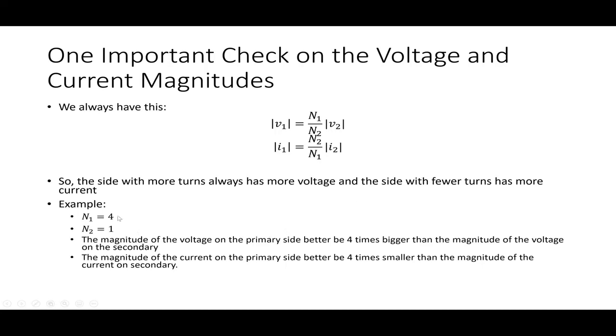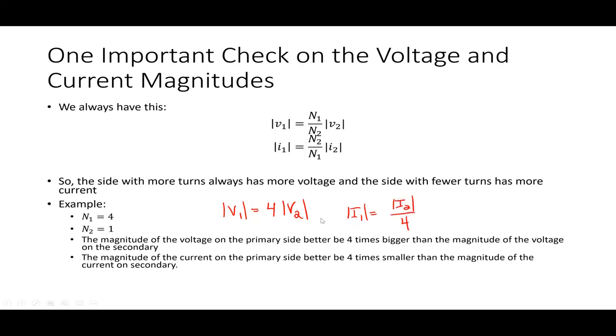So if I had this example here, N1 equals 4 and N2 equals 1, so that tells me that the magnitude of V1 equals 4 times the magnitude of V2, right? So the magnitude of the voltage on the primary side is 4 times bigger than the magnitude of the voltage on the secondary. The magnitude of the current on the primary side will be 4 times smaller than the magnitude of the current on the secondary. In other words, the magnitude of I1 equals the magnitude of I2 divided by 4.